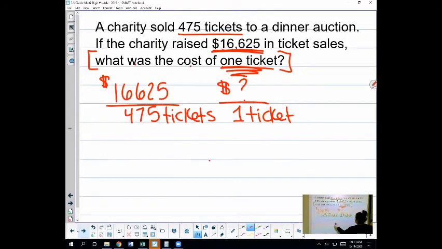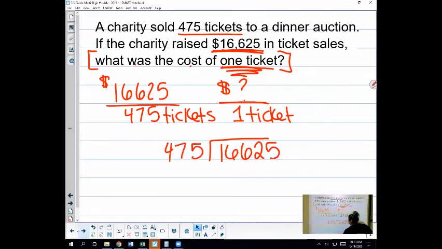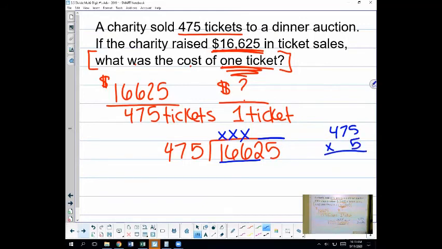So let's see how much it's going to cost. 16,625 split among the 475 tickets that they sold. I need two more numbers. So I have to figure out how many 400-ish goes into 1,600. So 475 times, let's try 5. 4 times 5 is 20, so that's too big. How about 475 times 3.